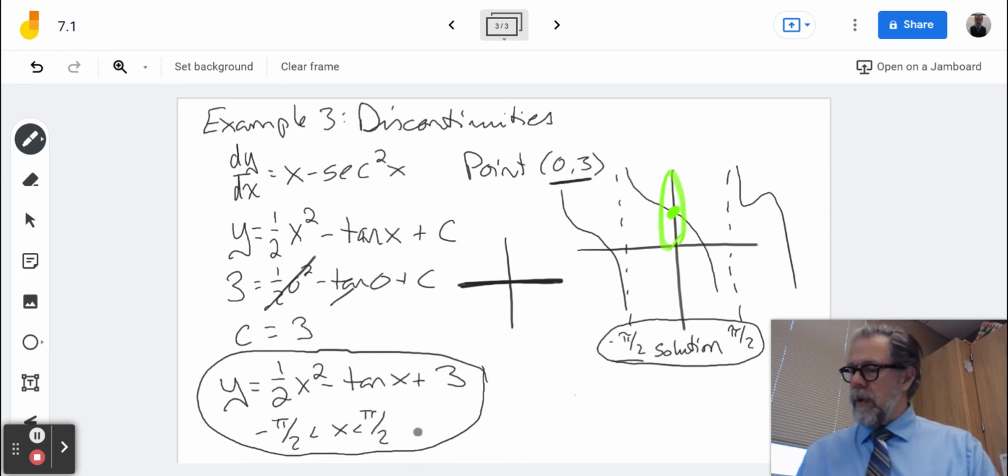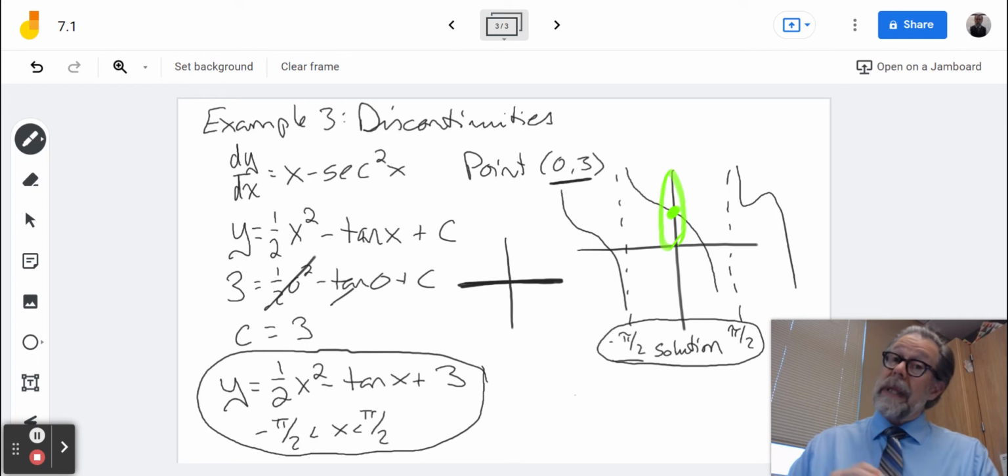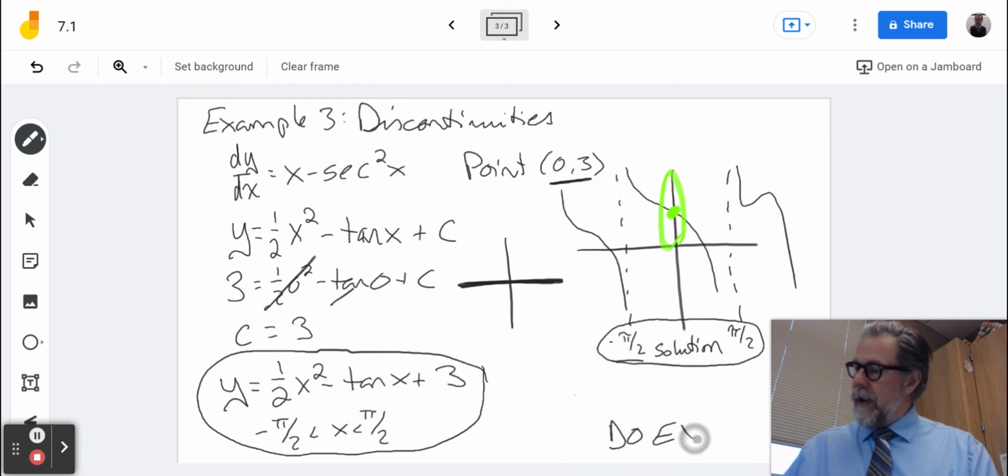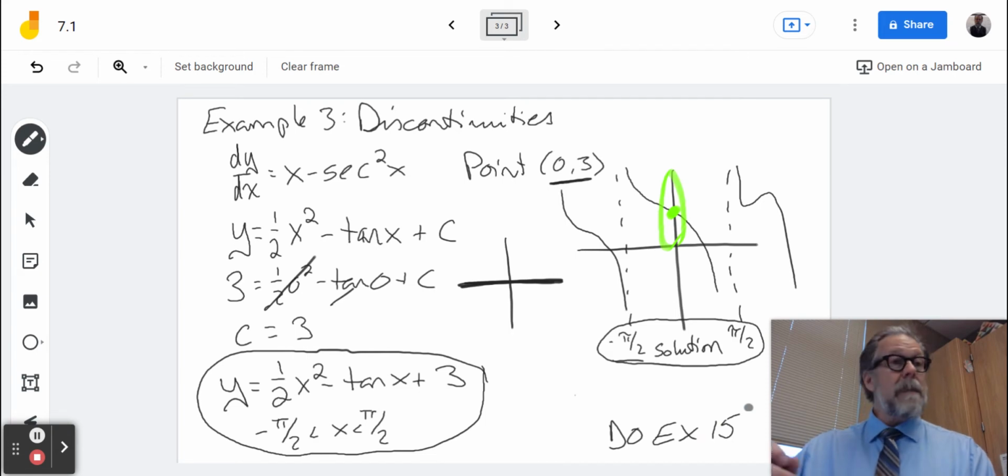And this is important because this is not a true statement unless you put that domain restriction in. This function does not have that derivative and go through that point if you're outside these boundaries. All right, so my students, go ahead and do exercise 15. And when you come back, we'll do one more example.